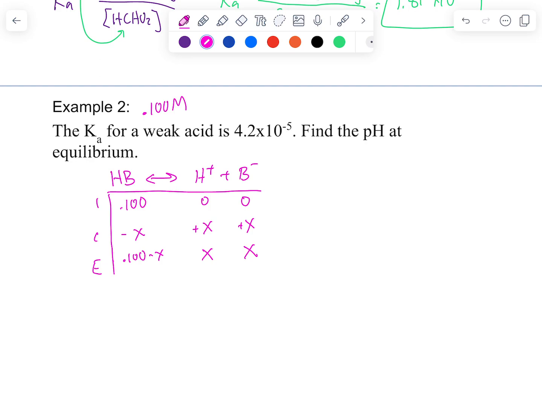Okay. Next step. Write your expression, Ka, and take your products over the reactants. Again, in an equilibrium expression, these have to be equilibrium values, which means they have to be taken from the equilibrium row, the bottom row.